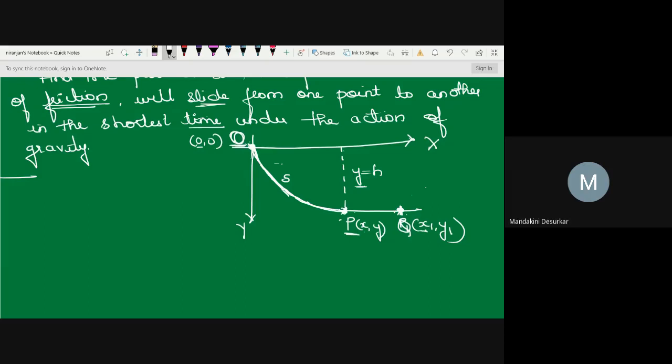Let P (x, y) be any point, and everything whatever I'm doing, it is with respect to time. This thing is happening with respect to time, we have to find the shortest time, no? So let P be any point on the curve. Okay, so what is my OP? OP is equal to S. This is what I'm going to write. So let the particle slide along the curve OQ, starting from O.